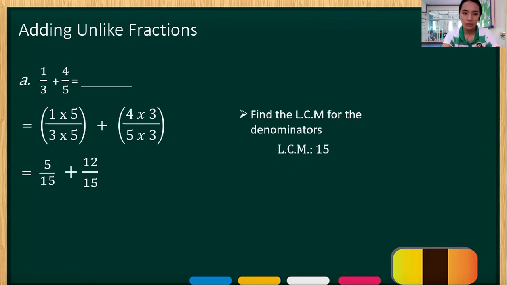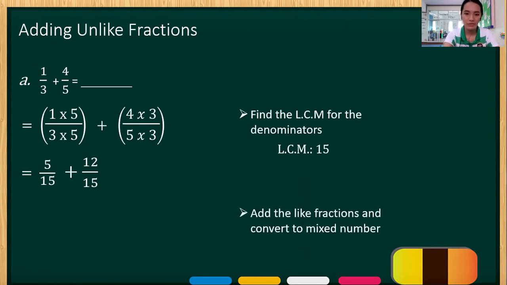So let's add the numerators this time. The final answer is 17 over 15. Next, we convert this answer to a mixed number. The answer is 1 and 2 over 15.